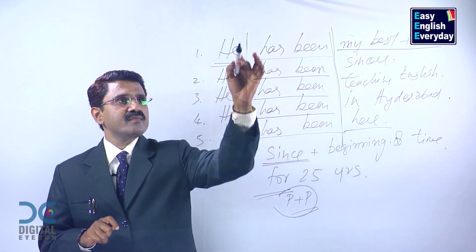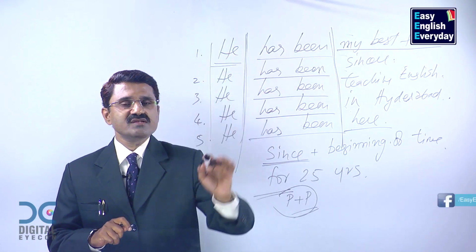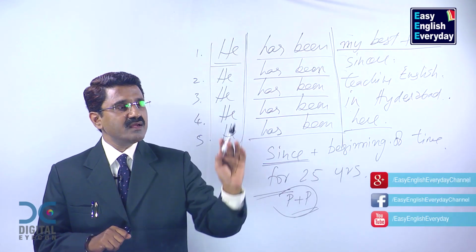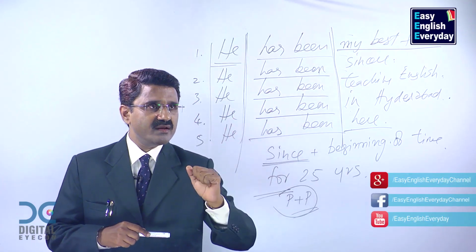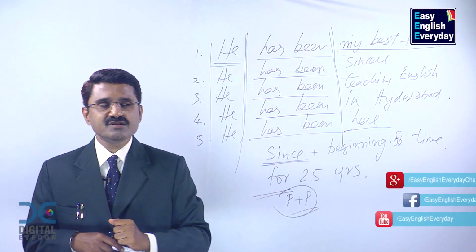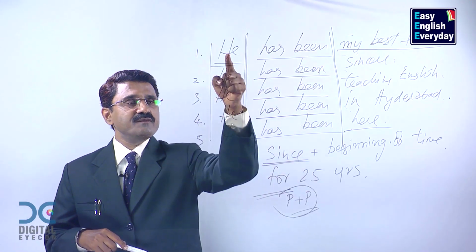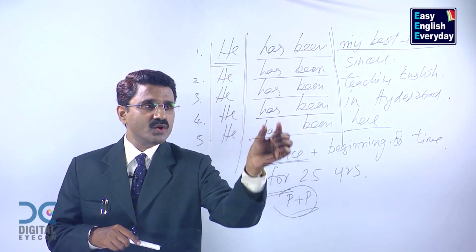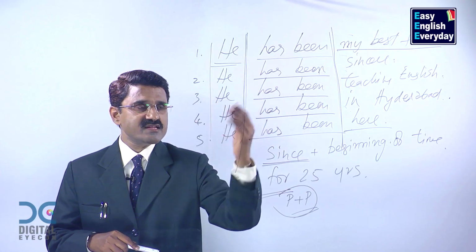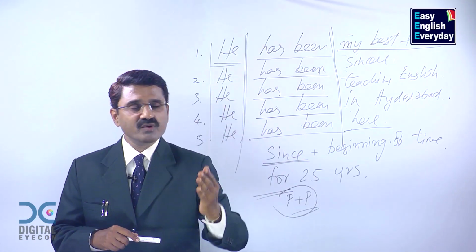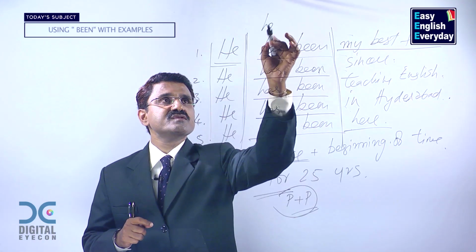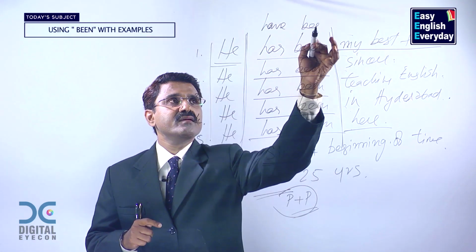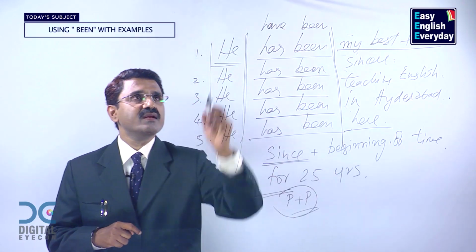Now this part concentrated only on has been. Now same way, you can also make examples with have been. I'll tell you how to make sentences with have been, because if it is a singular person, you will use, of course, has been. If it is a plural subject, you don't use has been, you will have to use have been.